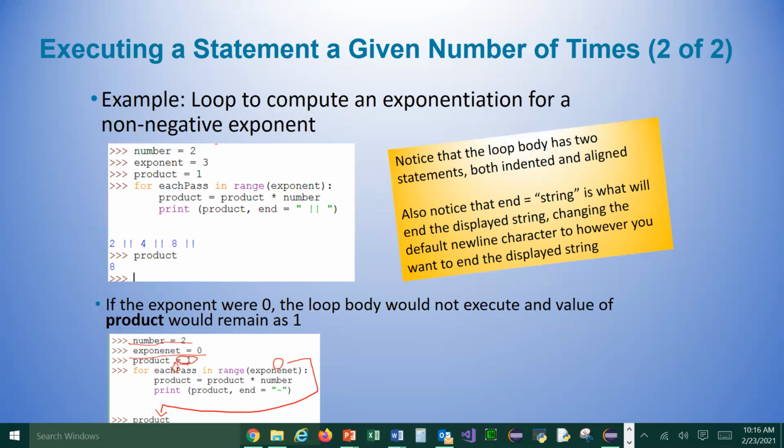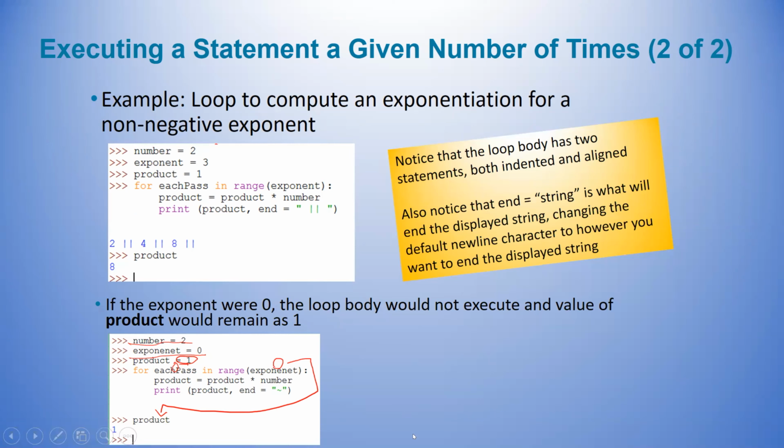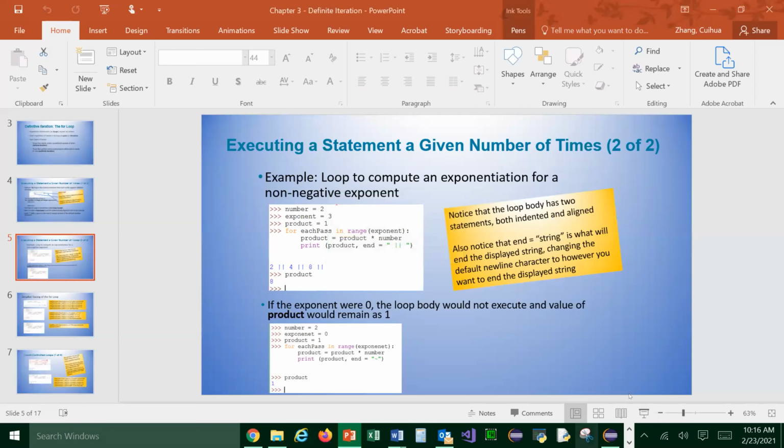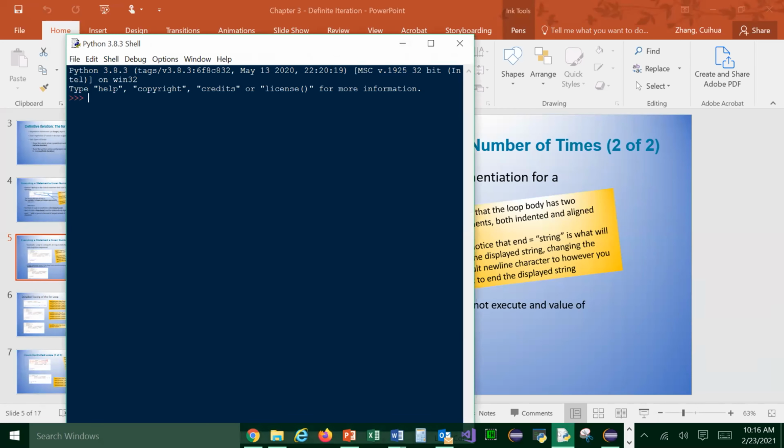So a loop may not run at all. Let's try it so that you can see. If I say for each in range 0, print hello, it will not run at all because each is 0 and this is 0. So it doesn't go into the loop body, it skips the loop body.